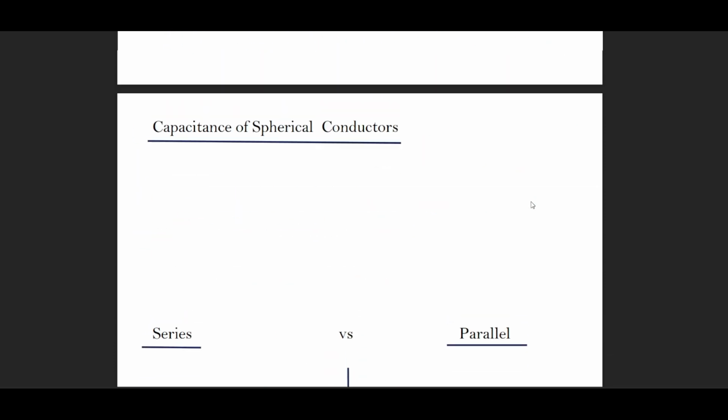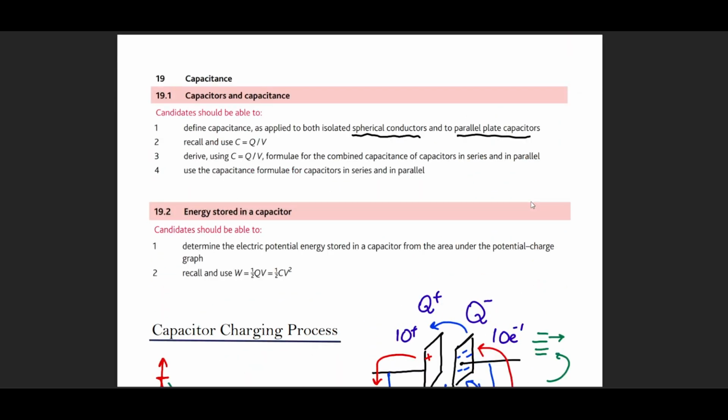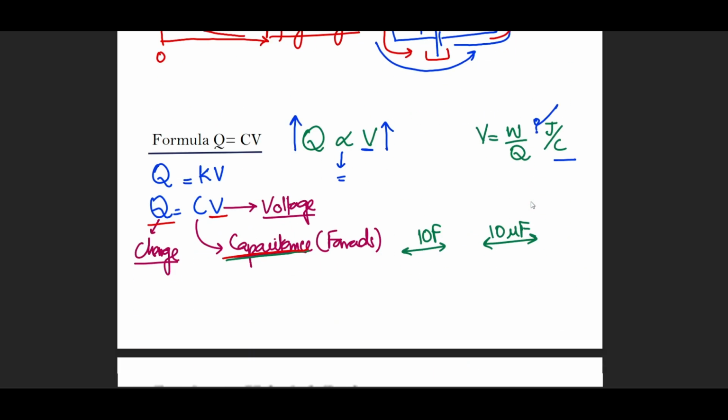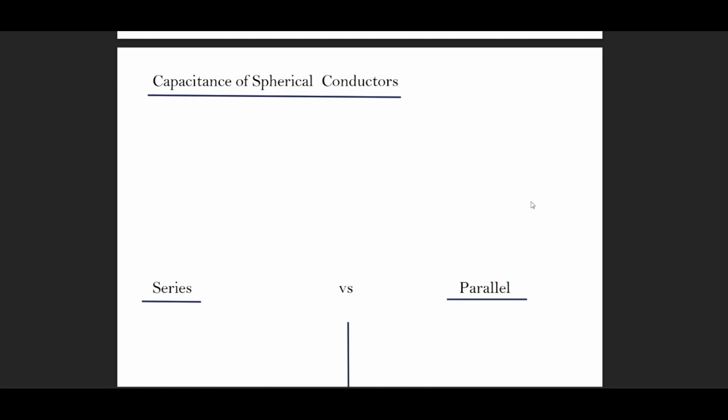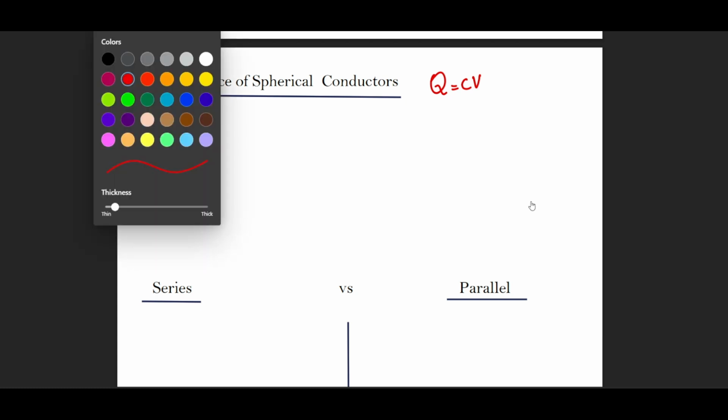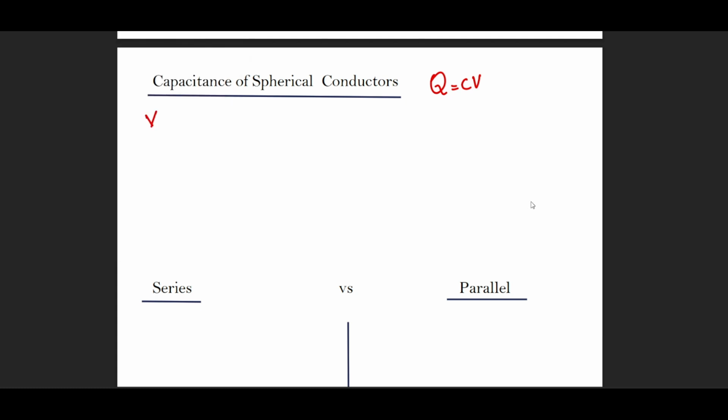Then we move towards the idea of capacitance of a spherical conductor. That is a part of your syllabus. A proof for spherical conductors is generally asked in P4. I've seen that question sometimes. So how do we prove it? We know that Q is equal to CV. And we know from electric fields, I will link that video in the description if you want to go back and check it out.